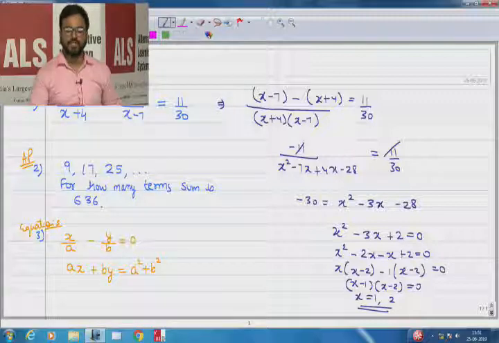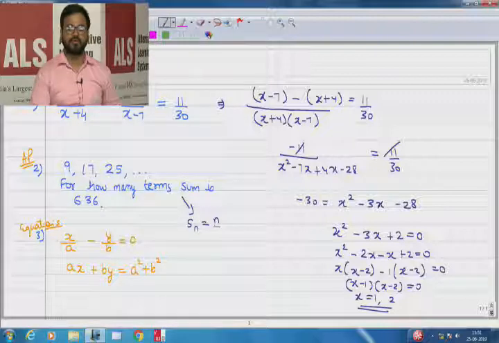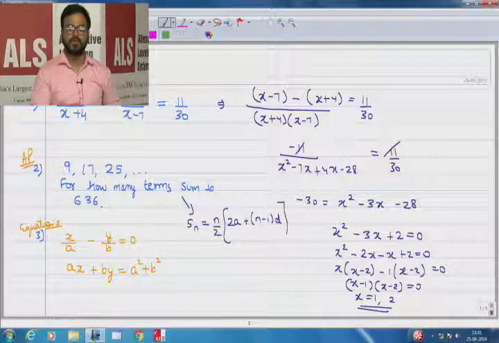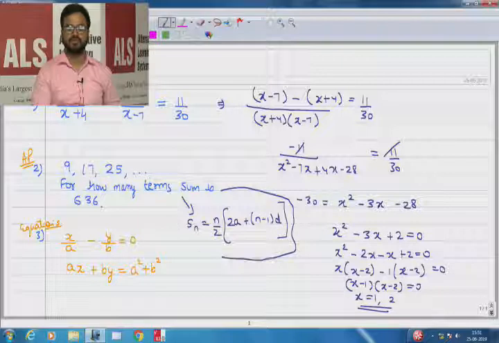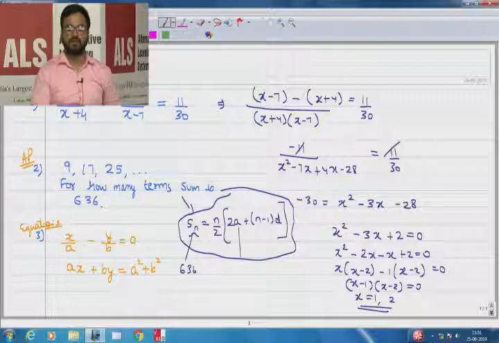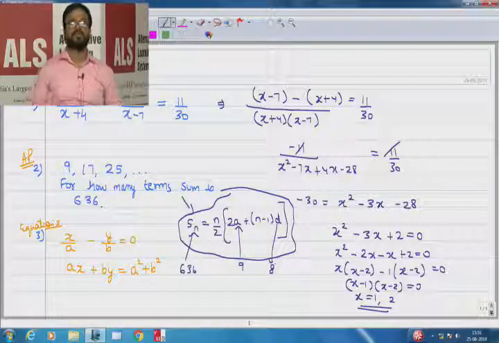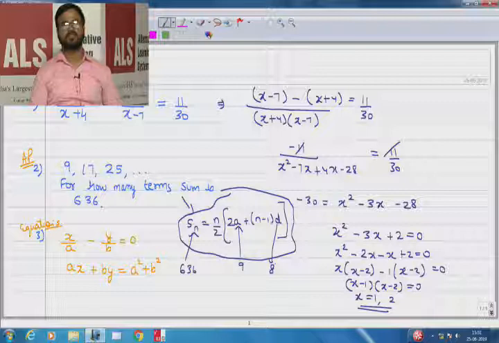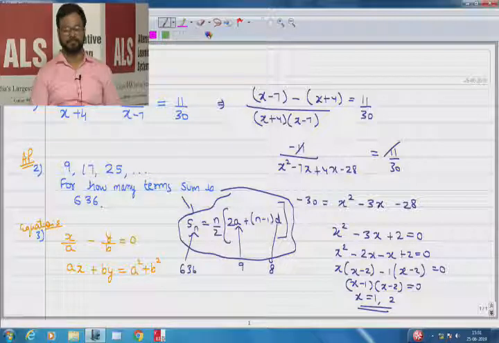The formula which you can use in this one is: sum of n terms is n by 2 times 2a plus n minus 1 into d. This is the formula which you can use. All the values are known. Sn is known, which is 636. n we have to find. The value of a is 9 and the common difference is 8. So just substitute these values and find the value of n. That is the answer for this question. Number of terms. Do it.